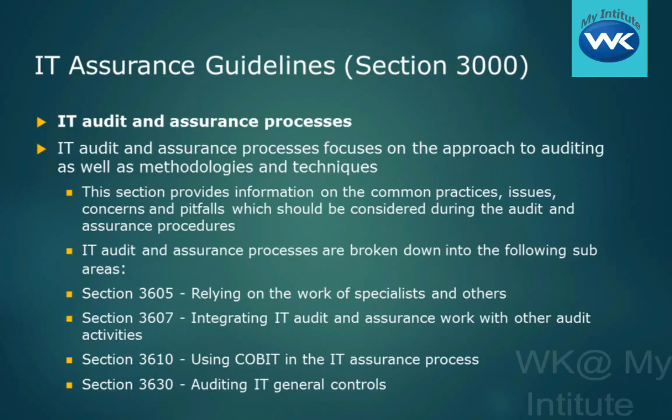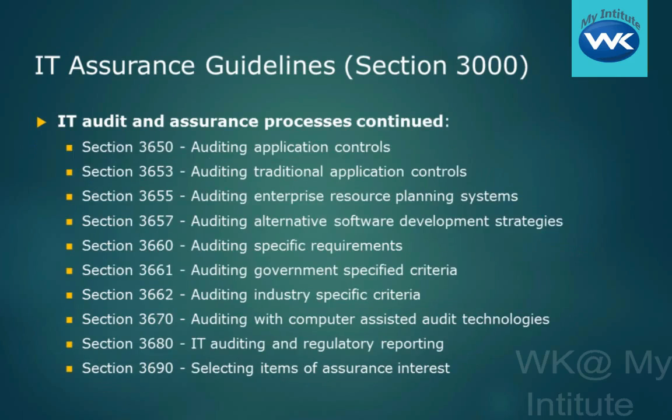Section 3630, the auditing of IT's general controls. And then we look at the controls and some different aspects of what we do. We also have Section 3650 for the application controls and 3653 for auditing your traditional application controls. So again, guidelines that help you come up with good planning of ways in which you can go about doing the audit of these different types of controls.